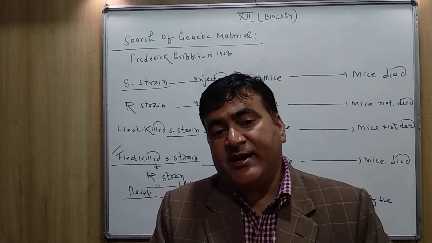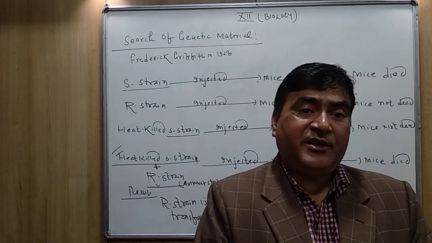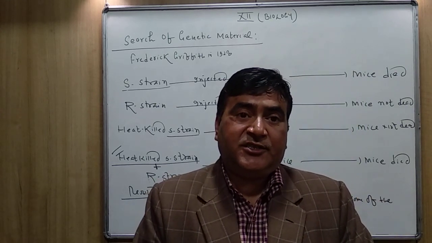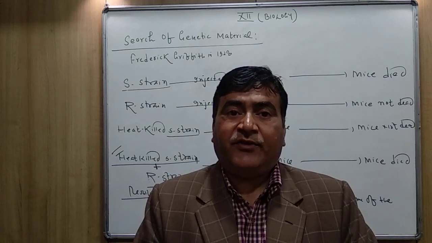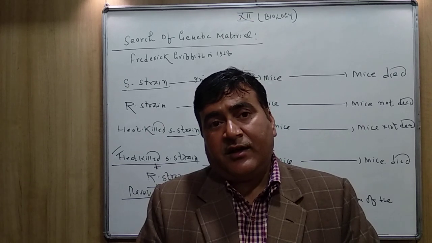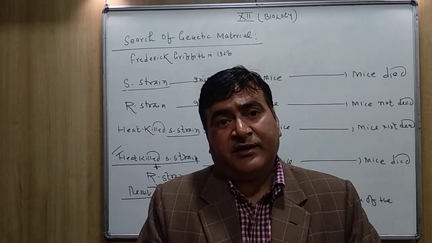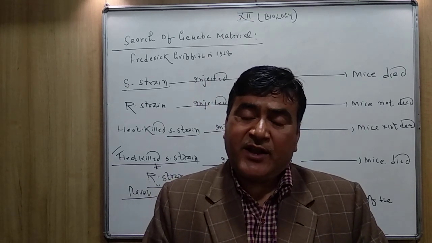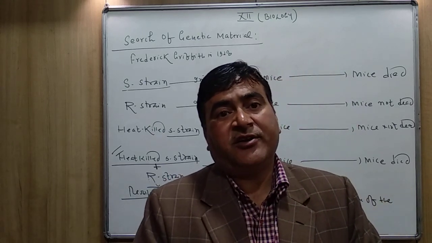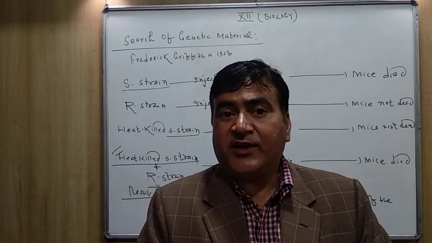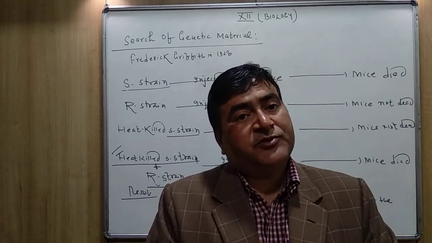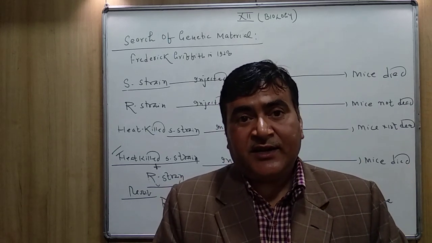Why is it said to be the virulent strain? Because it has the tendency to cause disease in the mice. It can cause pneumonia. But the R strain is known as the avirulent strain. Why is it said to be avirulent? Because the R strain can't cause pneumonia in the mice, because there is no capsule, there is no mucopolysaccharide layer, as I told you.